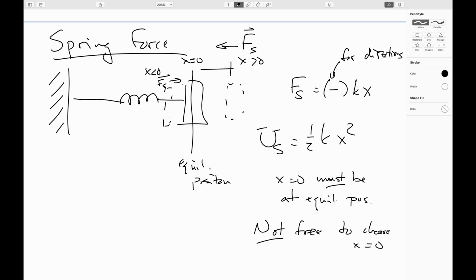In the next series of videos, now that we've defined some of these potential energy functions, we will go ahead and use them to make certain classes of problems go a lot faster. Catch you in the next ones.